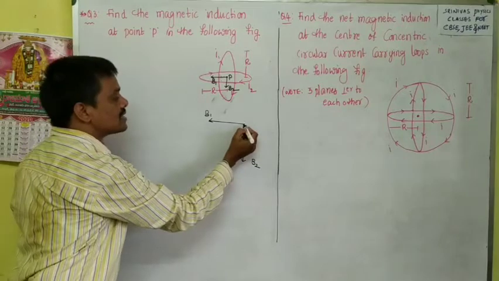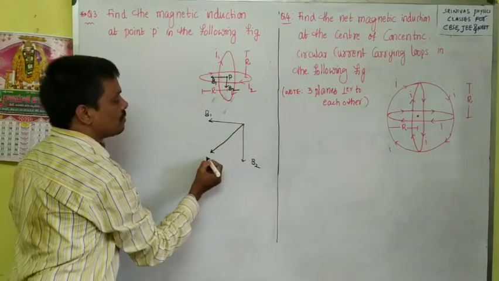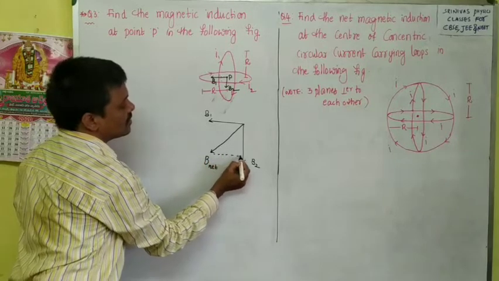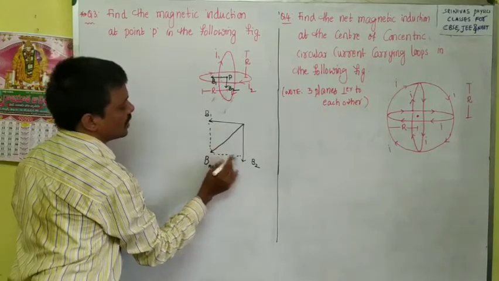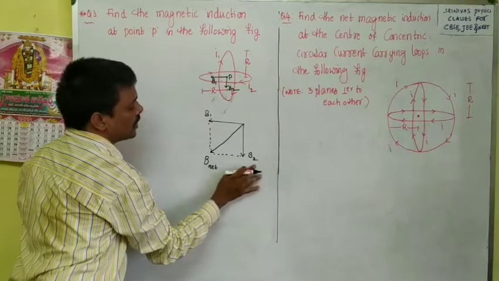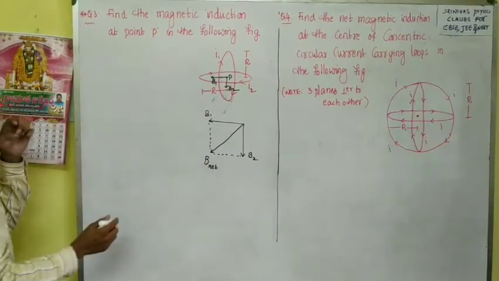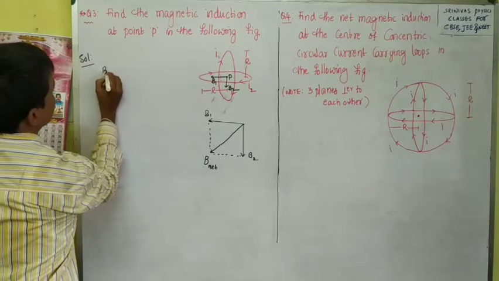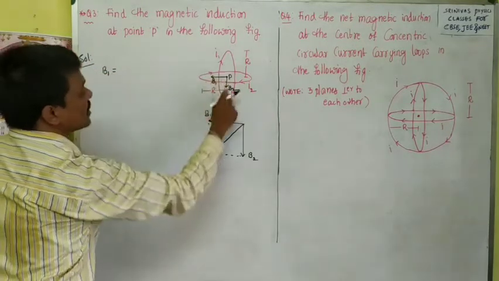Then the net field is in the middle according to the parallelogram law. This is the net field, okay? I want the net field value. For that, first we have to find out the B1 formula. What is B1? B1 is due to the circular loop, that one.